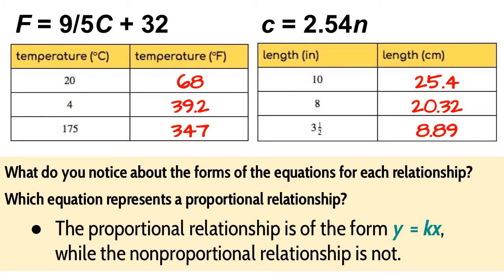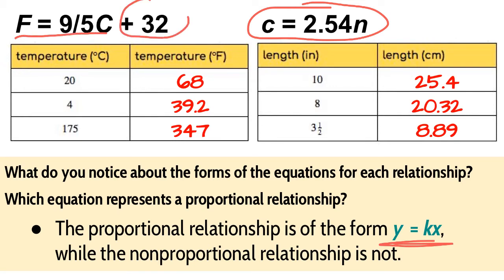So if we look at these two equations and try to determine what you notice about the forms, which equation represents a proportional relationship, it's this one right here, because it has that look, y equals kx. The proportional relationship is of the form y equals kx, while the non-proportional relationship is not. It does have a setup that looks proportional, but then there is this extra, and that extra means that it is non-proportional.